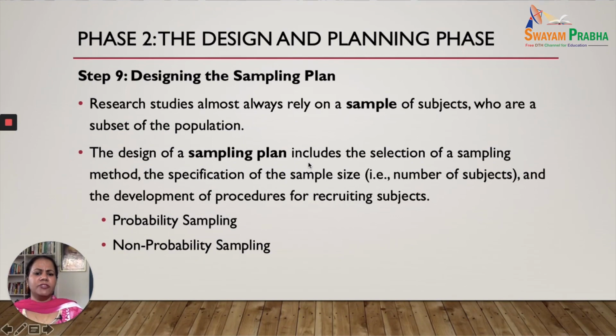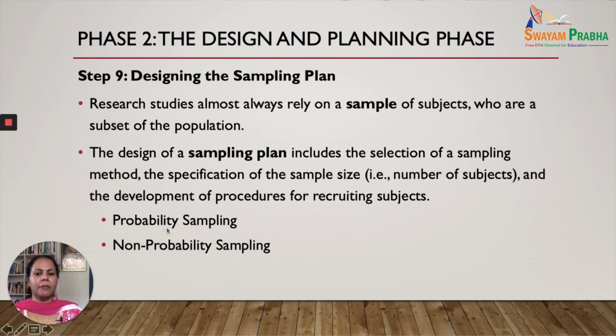The design of sampling plan includes selection of sampling method. So we select how we will be selecting the subjects in our research study. So we select whether we will be using probability sampling or non-probability sampling. So these are the different methods which are used. Depending upon your research study's requirement, you can use either probability sampling or non-probability sampling.